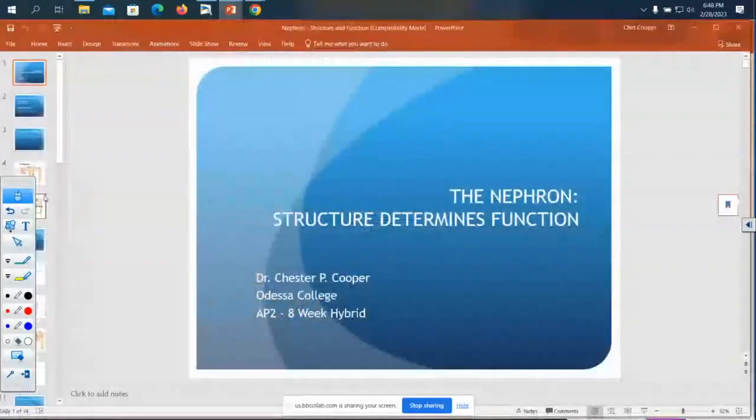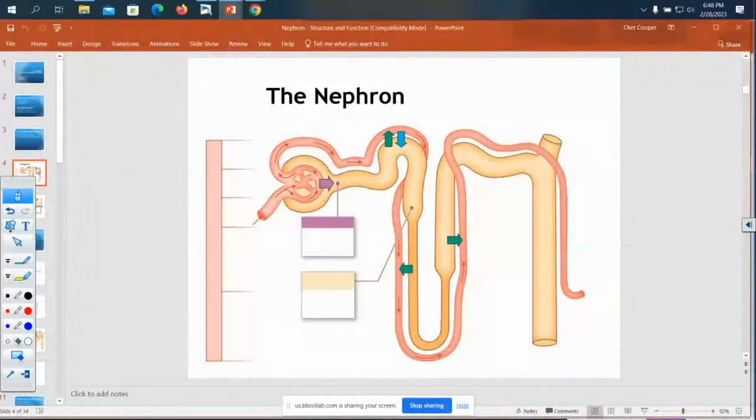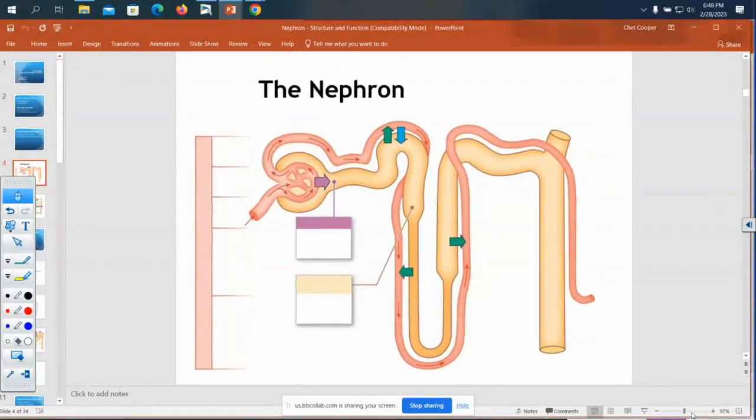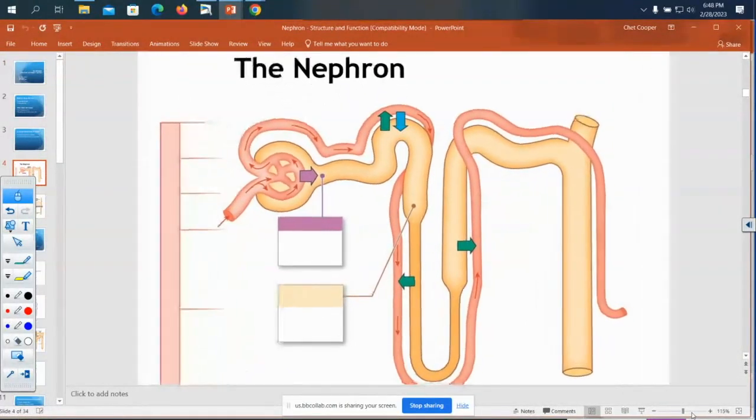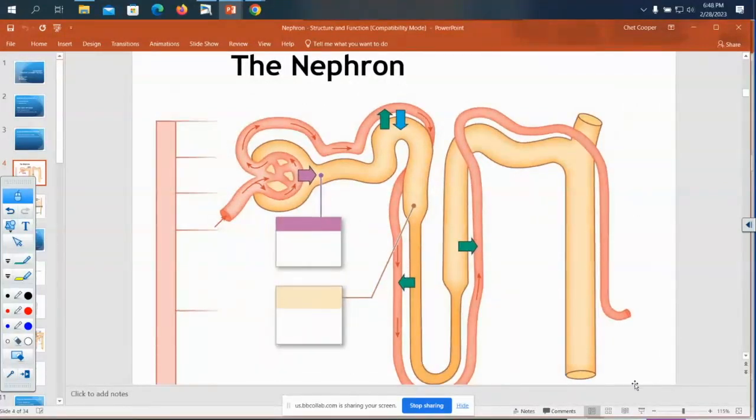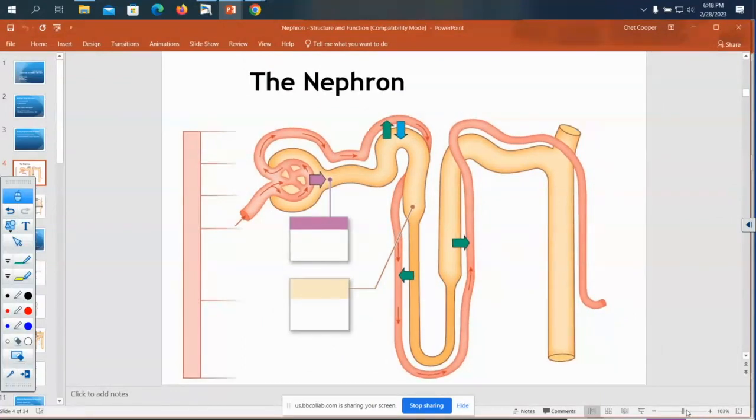I can't believe we're cruising. This is the next picture I like to mark up. This is in that blue PowerPoint called the nephron structure and function, or structure determines function. It has all the same parts. They just look a little different.